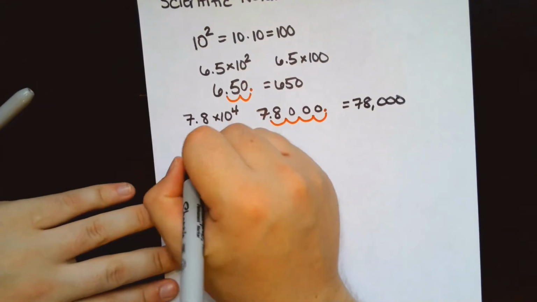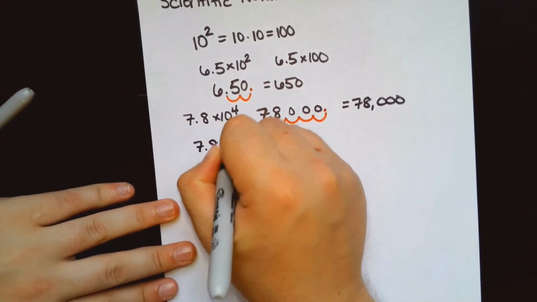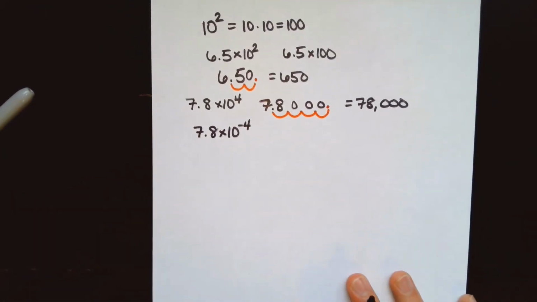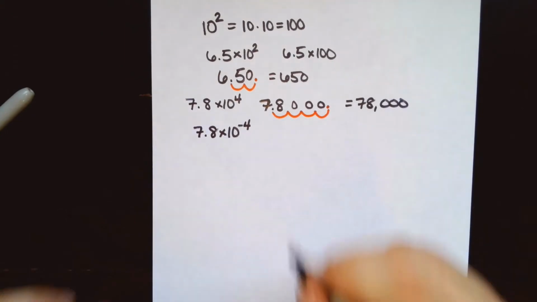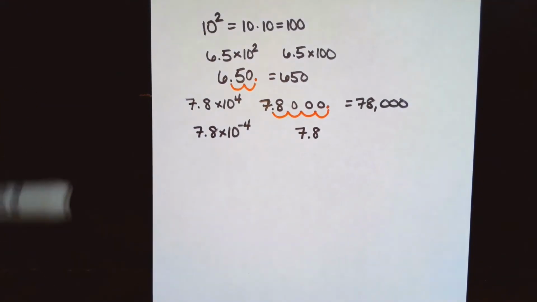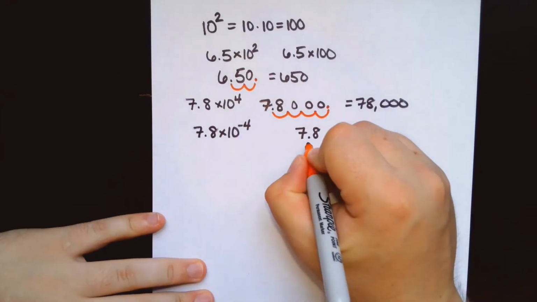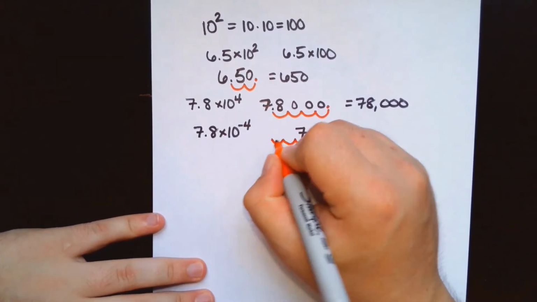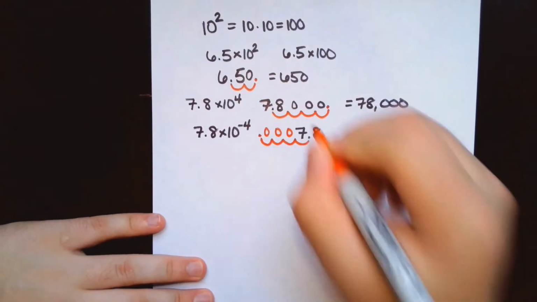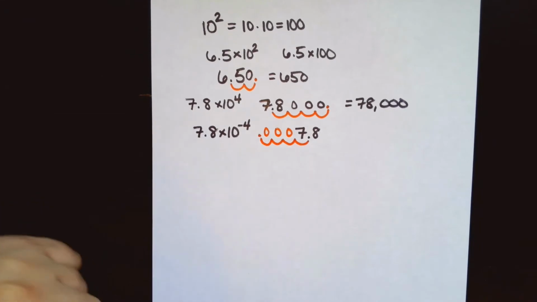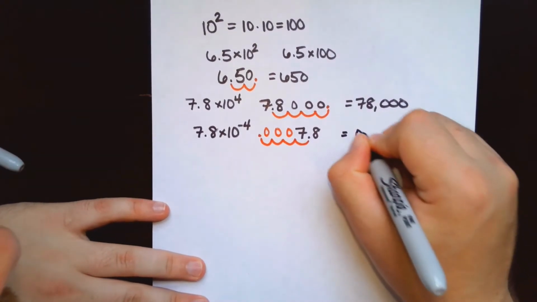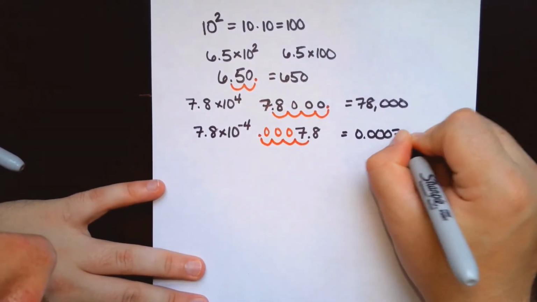Now let's say we have instead 7.8 times 10 to the negative 4th. If you have a negative exponent, you do the same thing, but instead you move the decimal over to the left. So we start, once again, by writing out 7.8. This time we move the decimal 4 spots to the left because of that negative: 1, 2, 3, 4. The decimal now goes there, and once again, any blank spots fill in with a 0. So this number is actually the same thing as 0.00078.